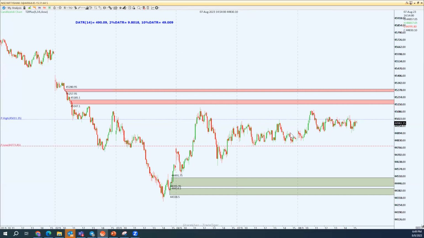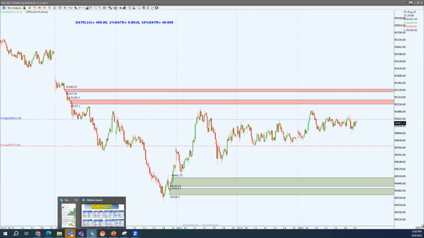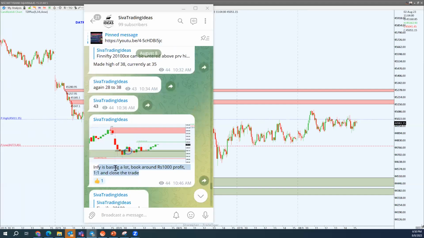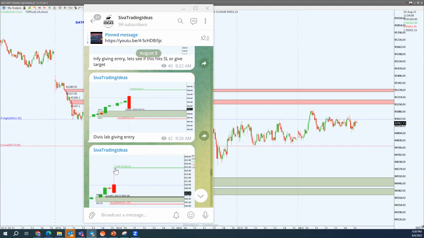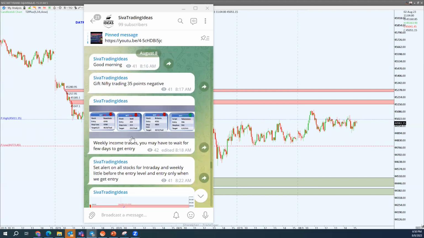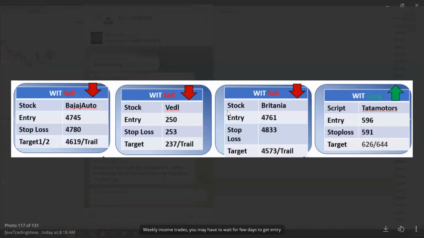We'll see where the market opens tomorrow and we'll take action accordingly. And for stocks for tomorrow, keep watching the Telegram channel. Maybe later today or tomorrow morning before the market, I'll post all the trades for intraday. Also, just so you know, I have posted some stocks for weekly trades as well. Normally, with the weekly trades, they don't give you a fill on the same day. You may have to wait for a couple of days to get the entry.